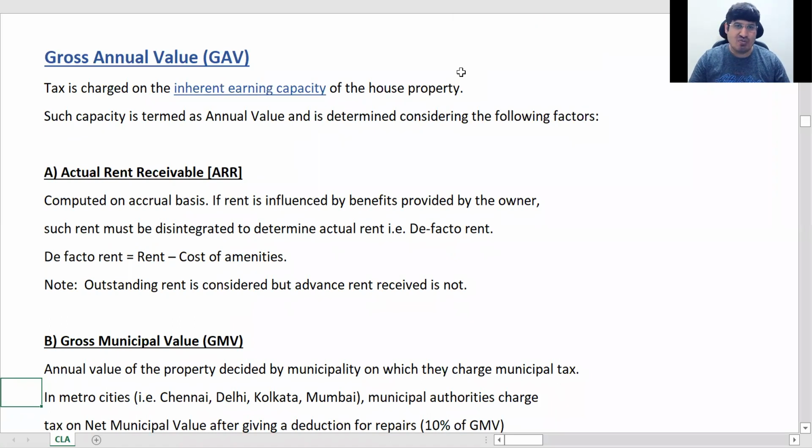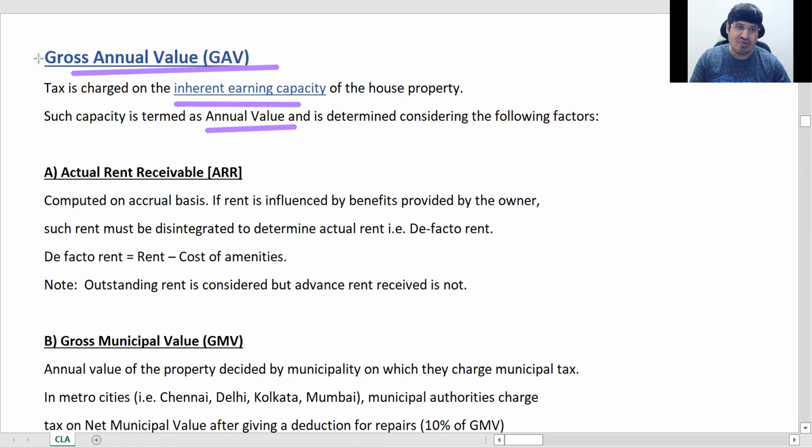Okay, so now what is GAV? It is the earning capacity of the building. Okay, it's the earning capacity. It's called annual value or gross annual value. Okay, so there are 2 terms: gross annual value, net annual value. Both are different. They're separated by the municipal taxes.